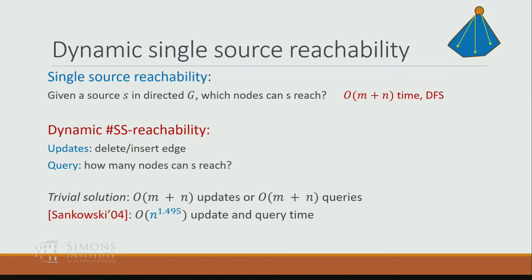Sankovsky in 2004 showed that if your graph is dense enough, you can do a little bit better using matrix multiplication. So you can get n to the 1.5, let's say, update and query time, which, if your graph has at least n to the 1.5 edges, is better than recomputing from scratch. And there's no non-trivial solution for sparse graphs.